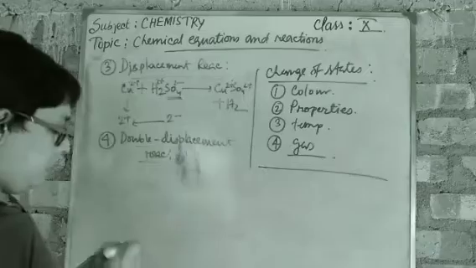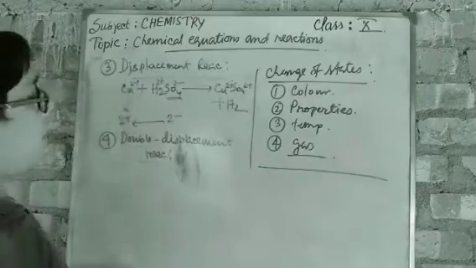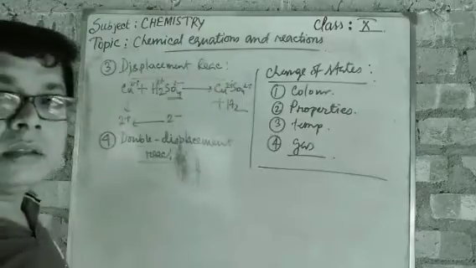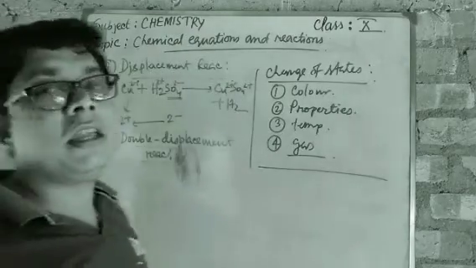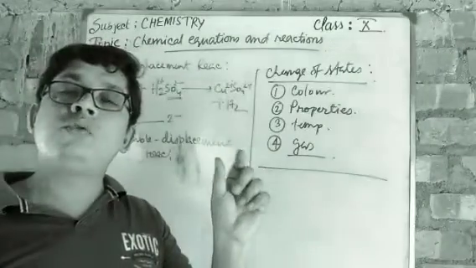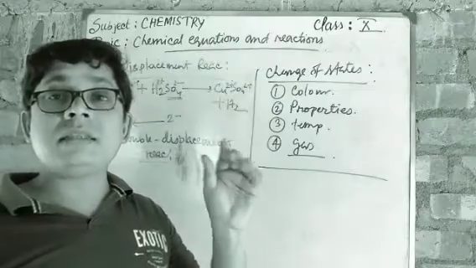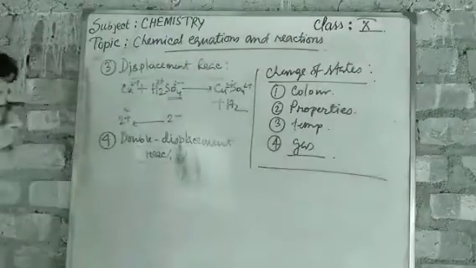Double displacement means, as we understood in displacement, that one anion will combine with another cation to make the product. Double displacement means here we take two reactants, two less energized particles, heavy energized to less energized. Okay, one thing I forgot to say, to share.